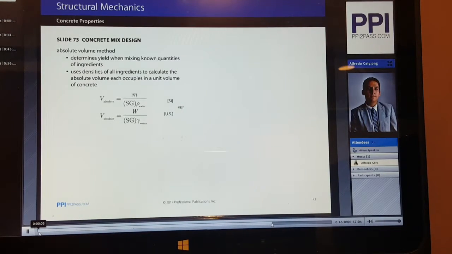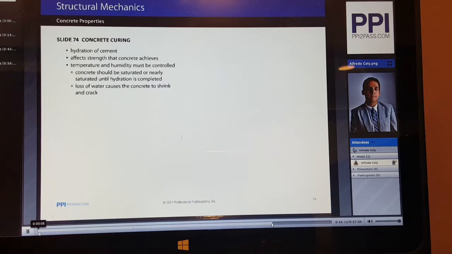So now back to our main lesson. Concrete curing. The hydration of cement is what dictates the time a concrete will cure, and it affects the strength that concrete achieves. Temperature and humidity must be controlled. So concrete should be saturated or nearly saturated until hydration is completed.